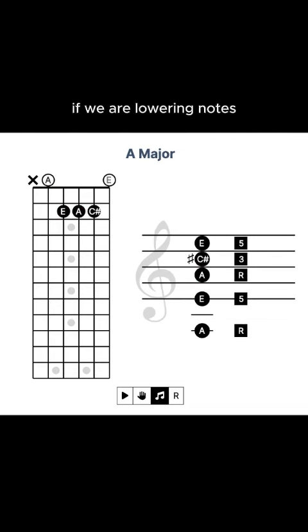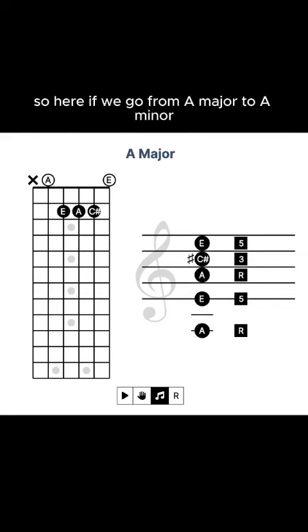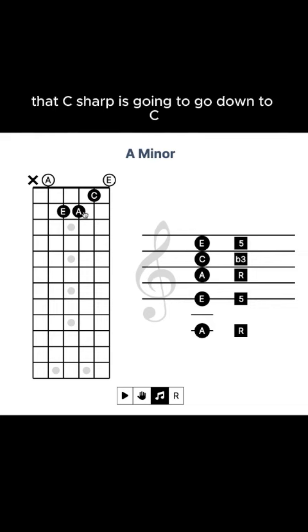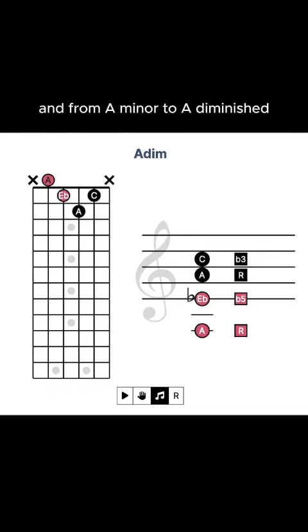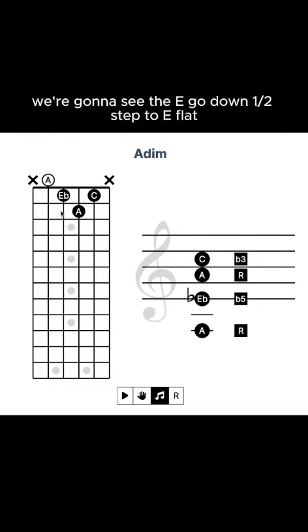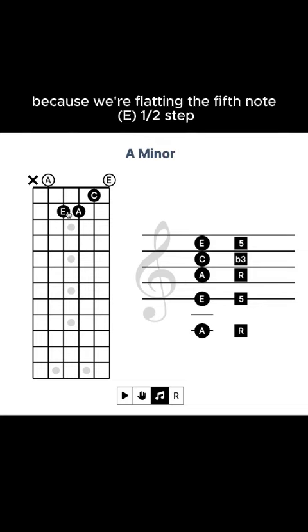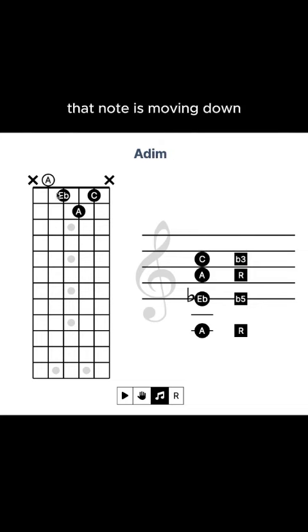If we are lowering notes, we're going to take sharps away and then we're going to add flats. So here, if we go from A major to A minor, that C sharp is going to go down to C. And from A minor to A diminished, we're going to see the E go down 1/2 step to E flat. So here, of course, we're going to see E flat and not D sharp because we're flatting the 5th note of E 1/2 step. That note is moving down. We'll call it E flat instead of D sharp.